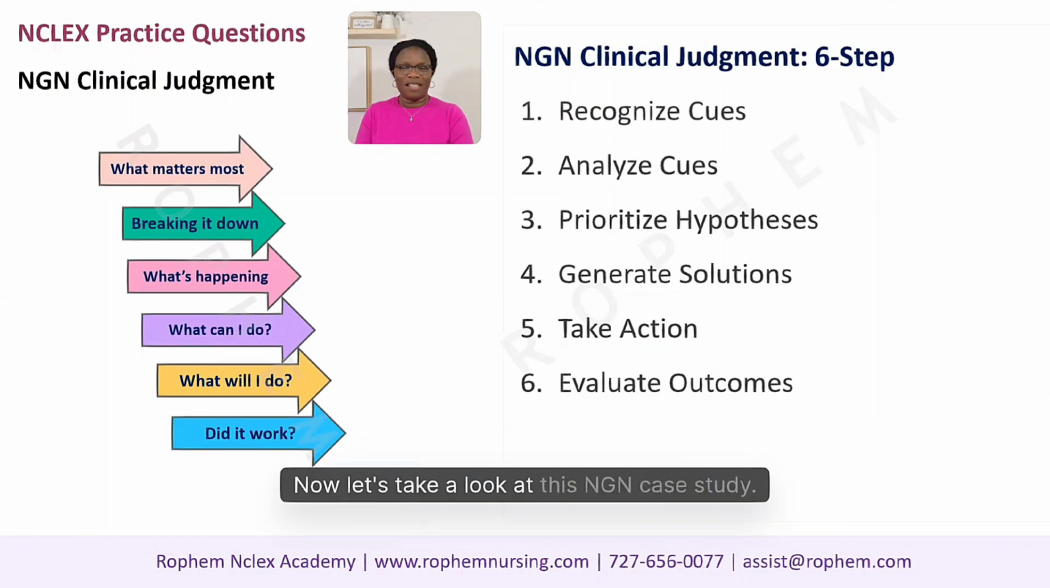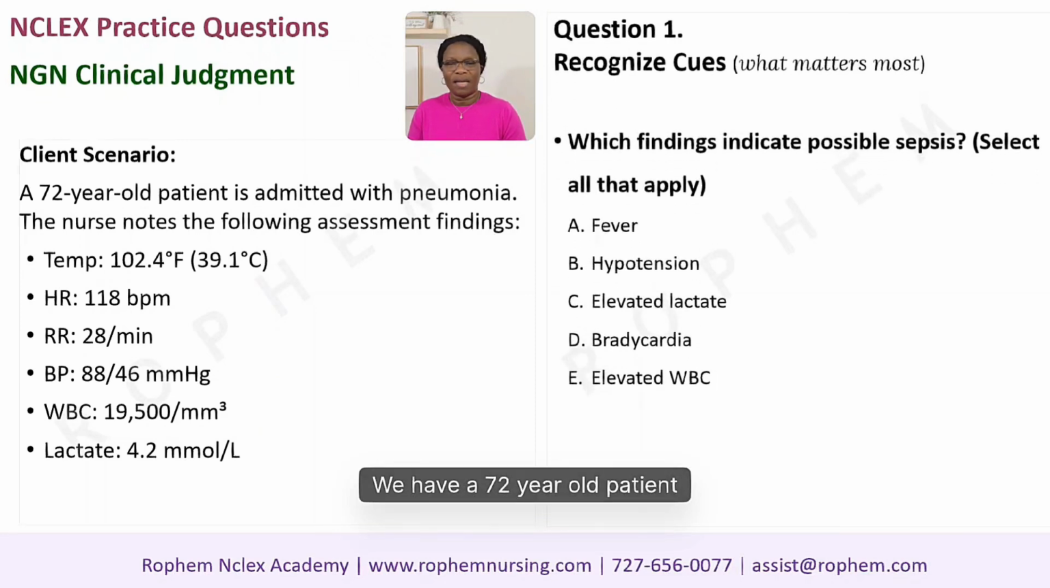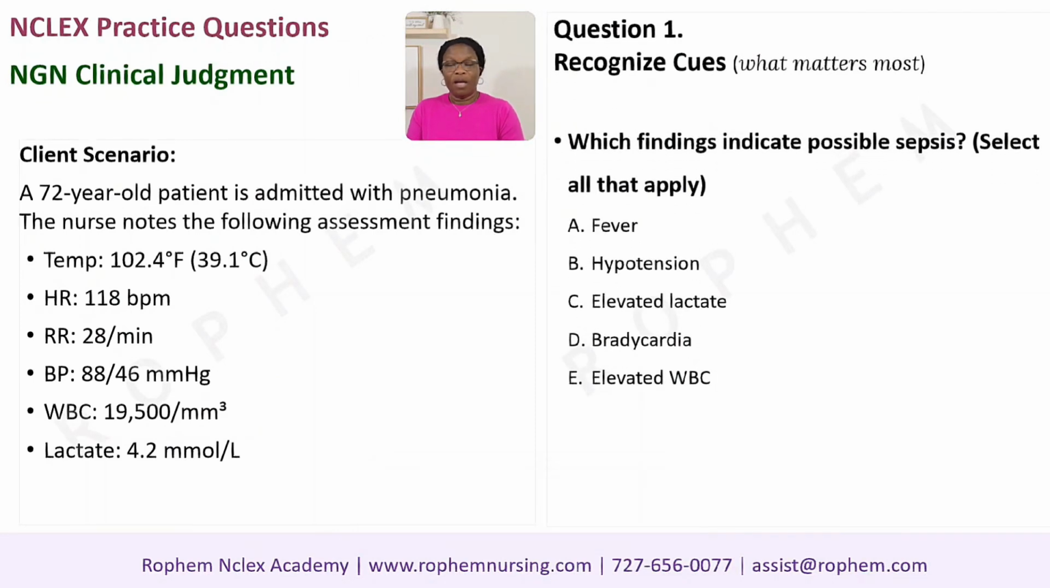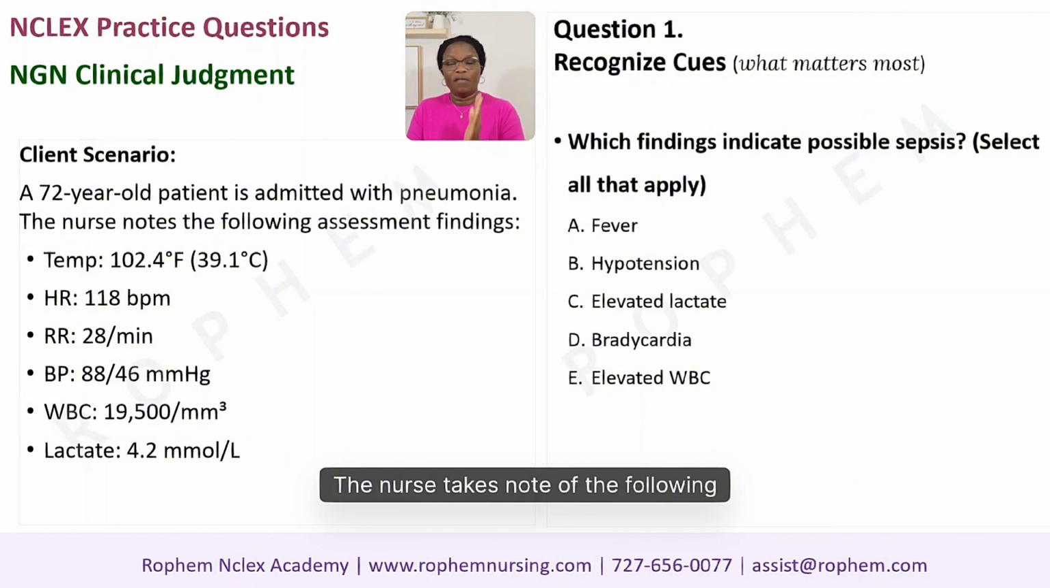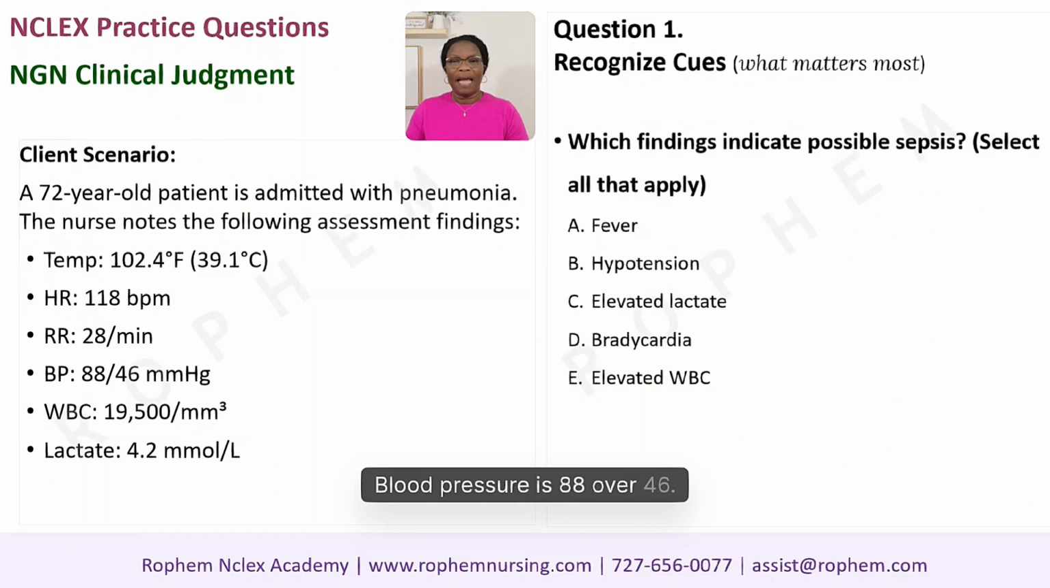Now let's take a look at this NGN case study. We have a 72-year-old patient admitted with pneumonia. The nurse takes note of the following assessment findings. Temperature is 102.4. Heart rate is 118. Respiratory rate is 28. Blood pressure is 88/46. WBC, that's 19,500. And lactate level is 4.2.